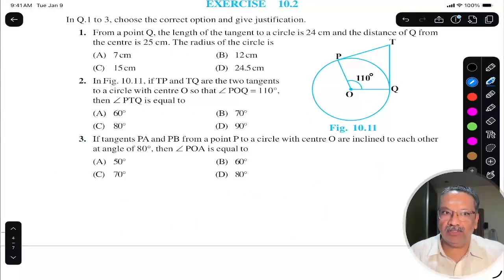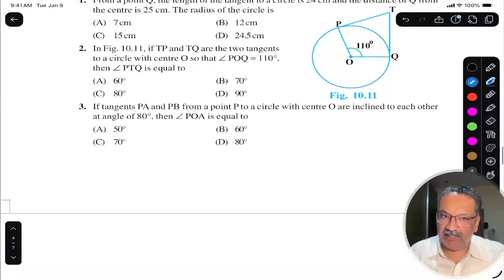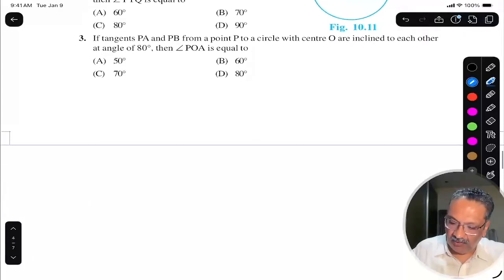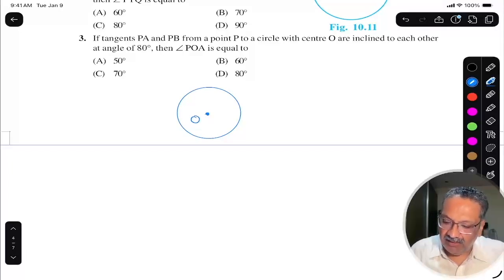Now let's come to the third question. Third question, what does it say? If tangents PA and PB from a point P to a circle with center O are inclined to each other at an angle of 80 degrees. It's very simple. So we'll draw the diagram. What does it say? There is one circle with center O, right? PA and PB are tangents from a point P. So there is one point P outside.